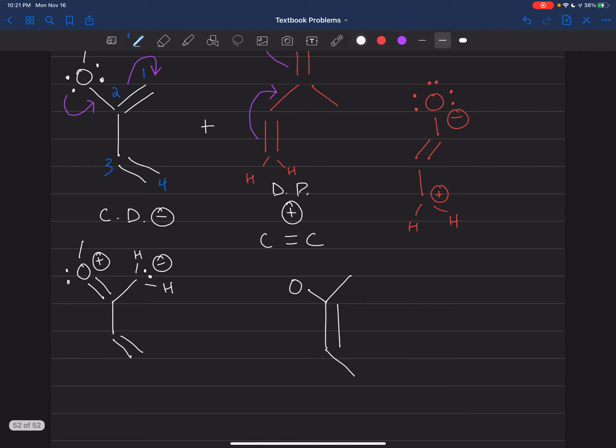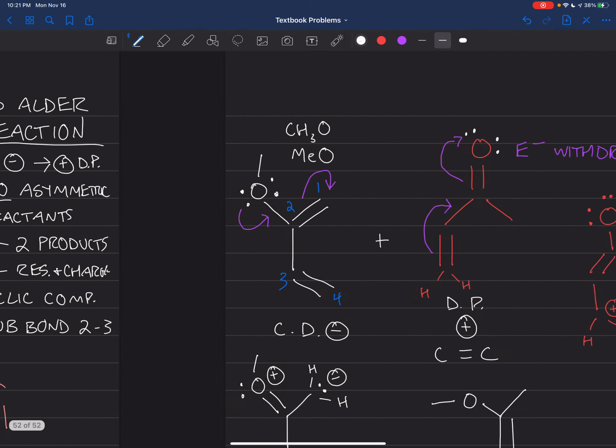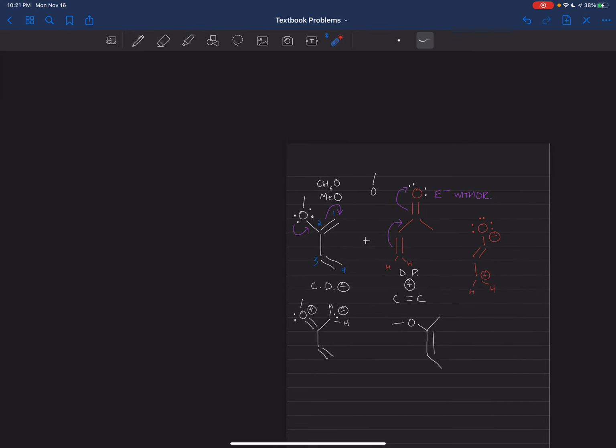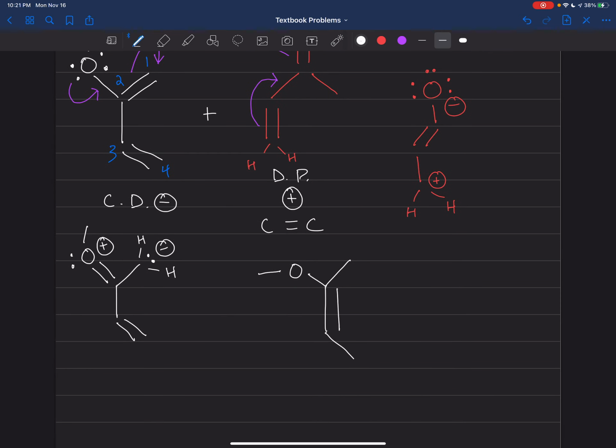Our methoxide. And remember, methoxide can be drawn many different ways, just as that, or as this, or as this, okay? They're all the same thing. So that's what our product is going to look like.